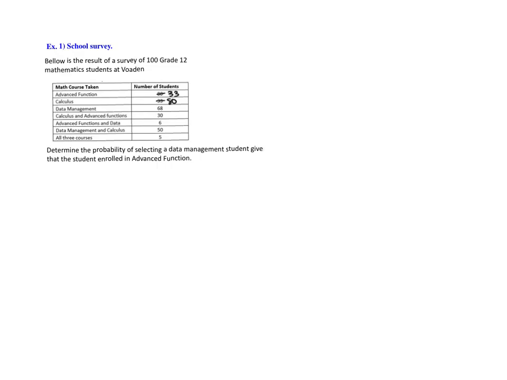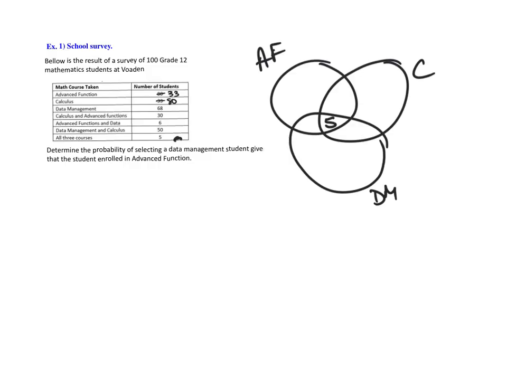So we've got a lot going on here. We've got advanced functions, we've got calculus, and we have data management. You have done these Venn diagrams before, so we're going to make up a 3-circle Venn diagram. Remember, we're going to start in the middle. We have 5 that are taking all 3 courses. It says that right down here at the bottom.